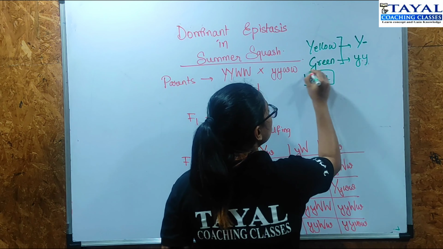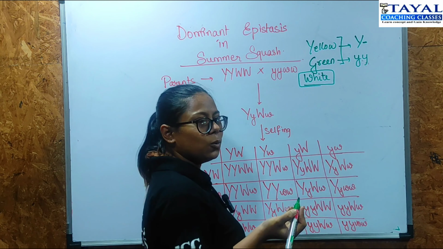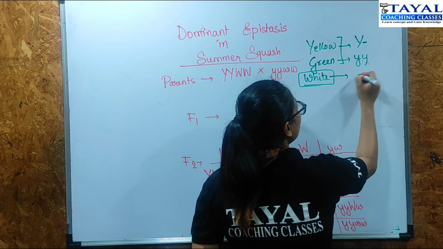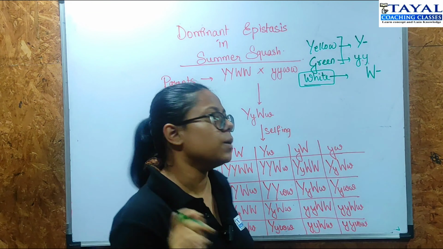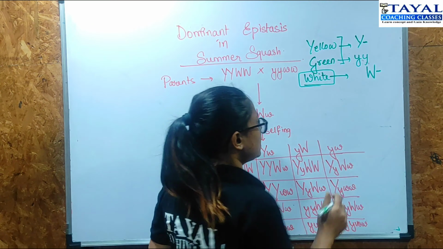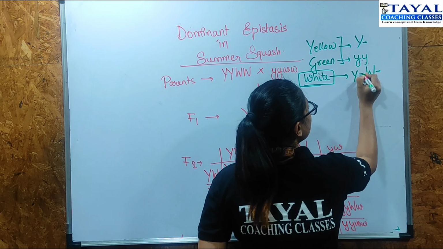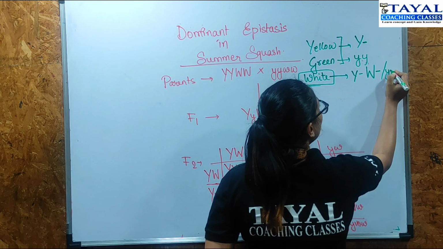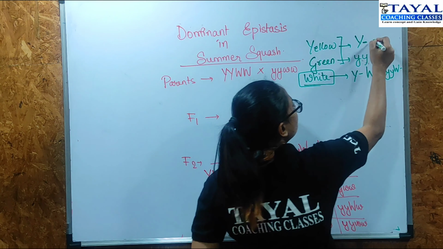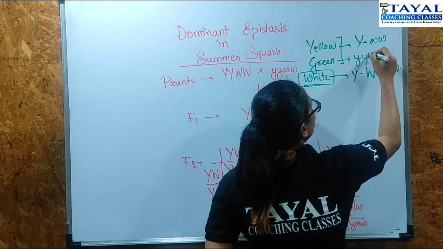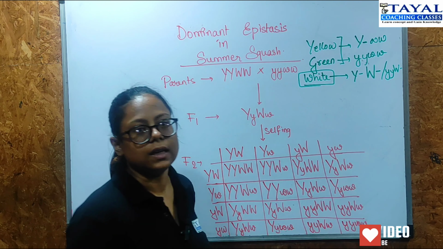Now, how does white play a role in this? For white to happen, it has to be always a capital W. One copy of capital W, the epistatic gene, has to be present, right? Irrespective of what is going on in the first section of Y. So any of these could be whites, and otherwise if W is small, then it's either yellow or green, correct?